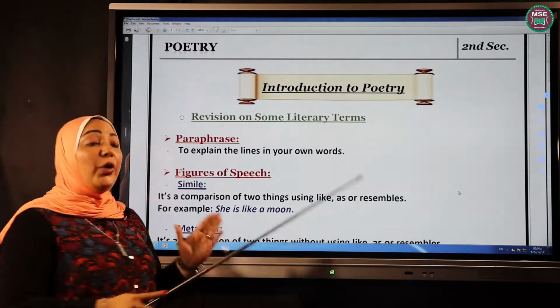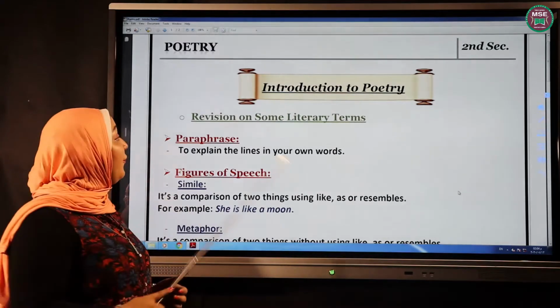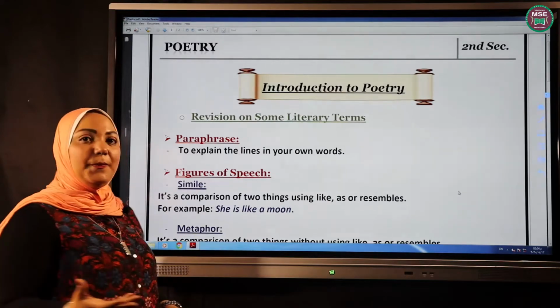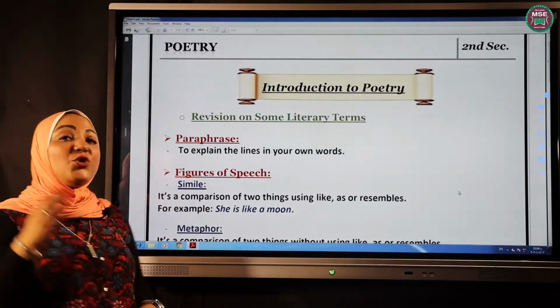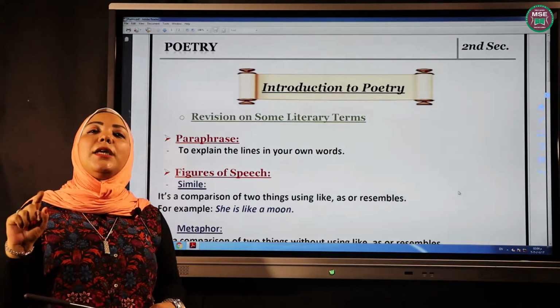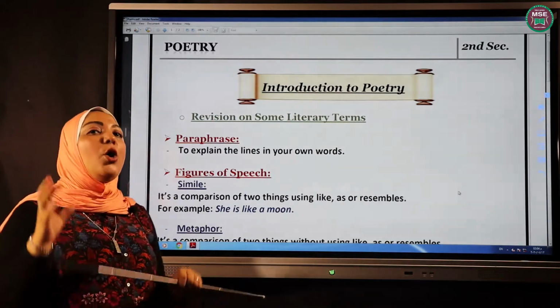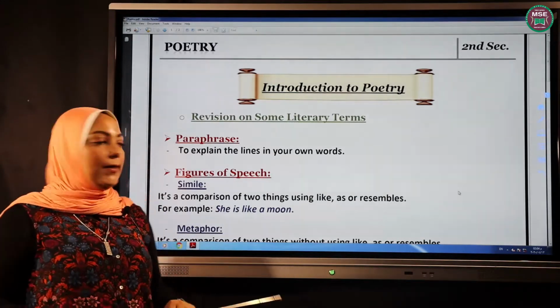First of all, when you have any verse in front of you, any lines, the first thing that comes to your mind is that you must paraphrase them. What does it mean by paraphrase? Paraphrase means to explain these lines, but in your own words. Fine? In order to make sure what the poet wants to convey or to say in these lines.